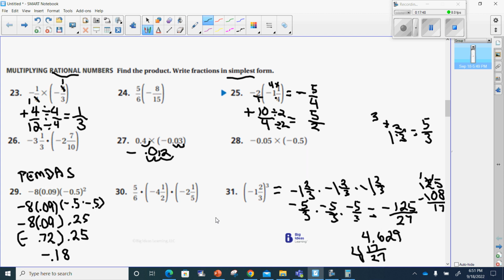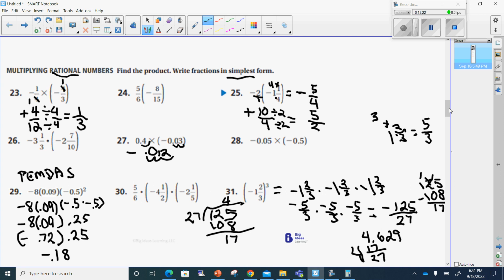For those of you confused, if I wrote this out as a division problem, 125 divided by 27, I would definitely get a 4 up here. And after I did, I would have 108. I would be subtracting this and getting 17, and that would be my remainder.